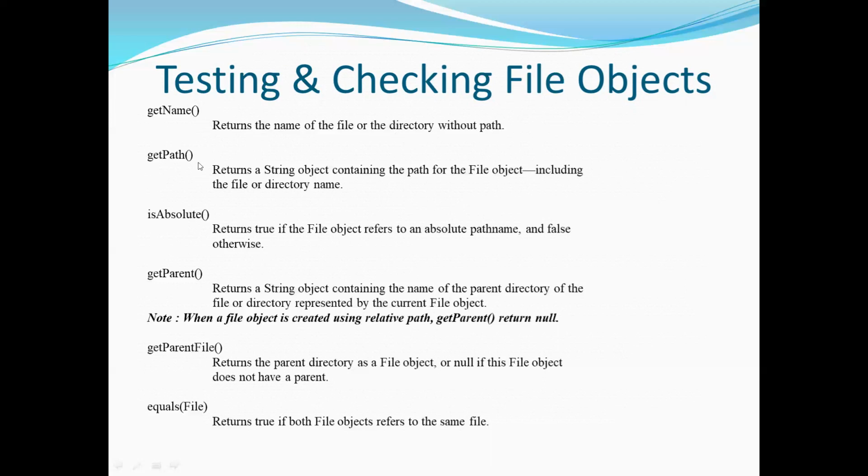Get path will return the string object. The return type of get path is a string object containing the path of the file object, including the file or directory name. So these two methods are important.